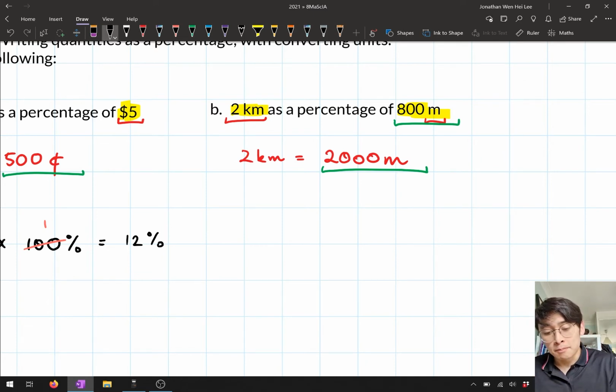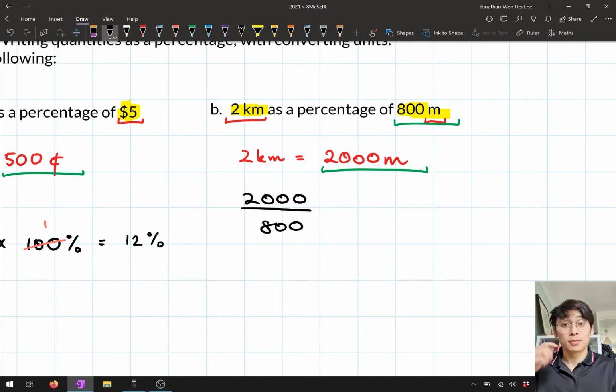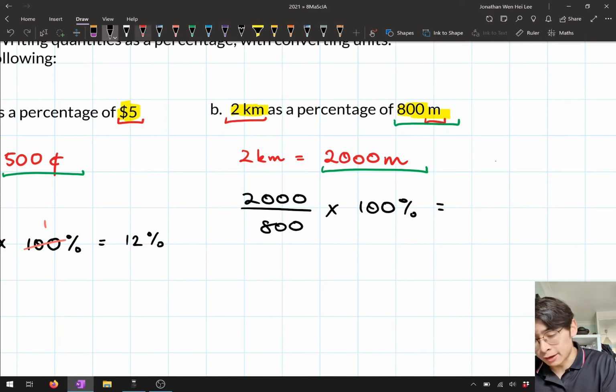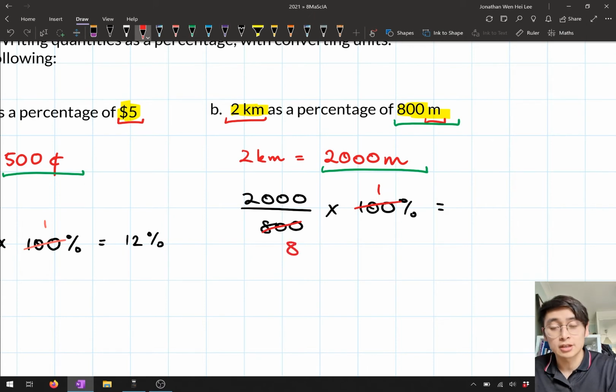So here, because I'm doing 2 kilometers as a percentage of 800, the part I'm going to have is actually this 2,000. So I'm going to have 2,000 over 800 as my fraction. So I wrote the fraction, then I'm going to times it by 100%. And so here I'm just going to start simplifying. So once again, I'm going to have a look. My 100 and my 800 have a common factor of 100. So I'm going to cancel out the 100 from there. So I've got 1 and 8.